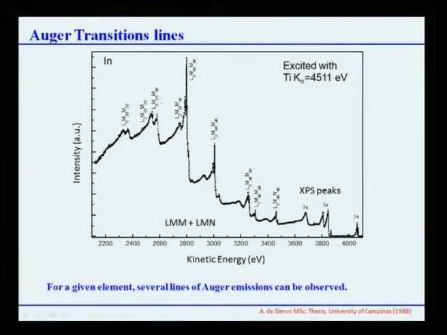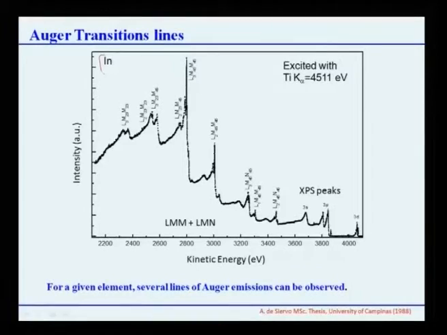Now, to give you some examples of these RGS transition lines. I have already discussed two different transitions. Let us do it for a certain example. This is taken from an MSc thesis of the University of Campinas, long back. On this plot you have intensity versus kinetic energy for the element indium. You have both your XPS peaks, which are here, and Auger peaks, which are here.